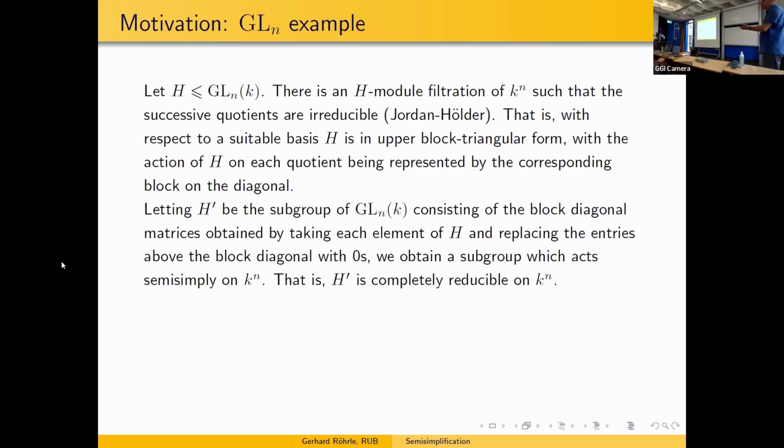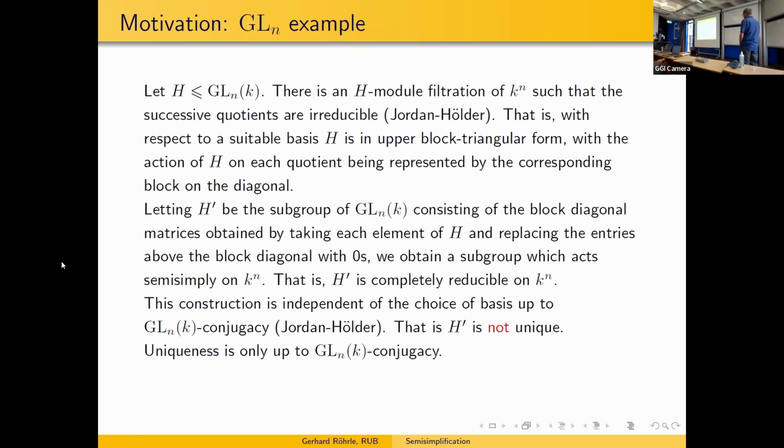It almost seems a bit arbitrary. What if we choose different bases? Then we get something else for H prime, so it's pretty clearly not unique. It depends on the choice of basis, but it's unique up to GL_n conjugacy. So this is sort of a Jordan-Hölder phenomenon. What we want to do is do this not just for GL_n, but for an arbitrary reductive group, connected or non-connected.